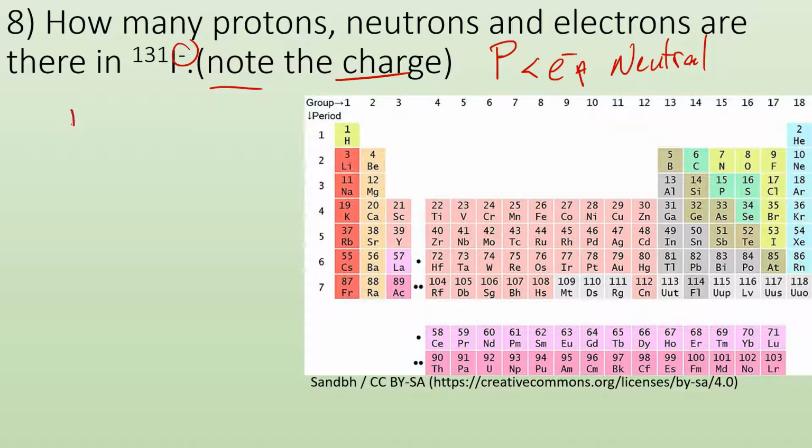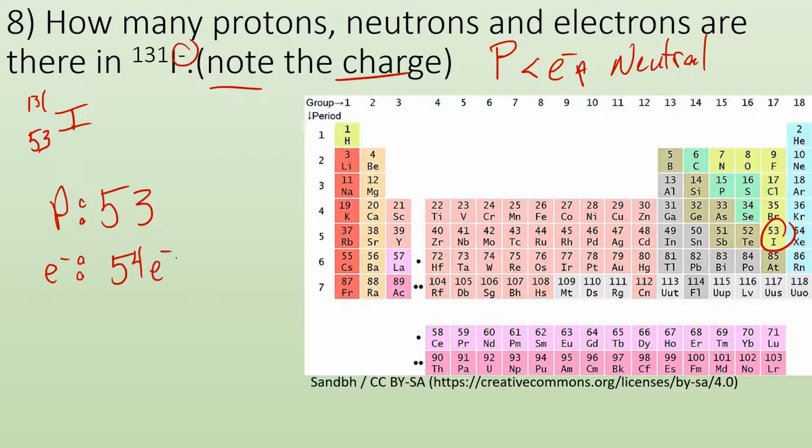So let's take a look. Iodine is over here. It has a mass of 131 and an atomic number of 53. Well, that tells me I have 53 protons. Now, electrons, if the charge is -1, they must have one additional electron, so there'd be 54 electrons.